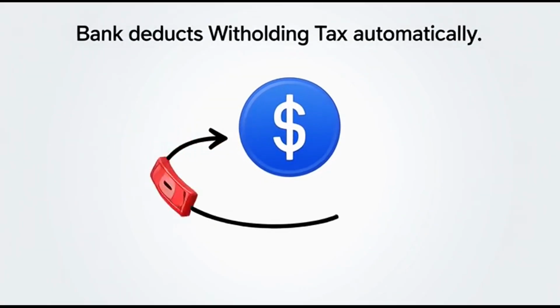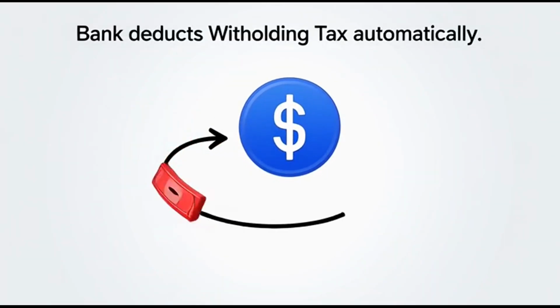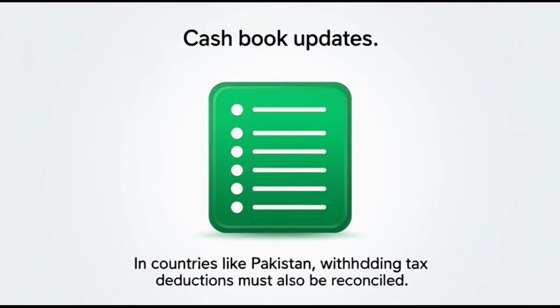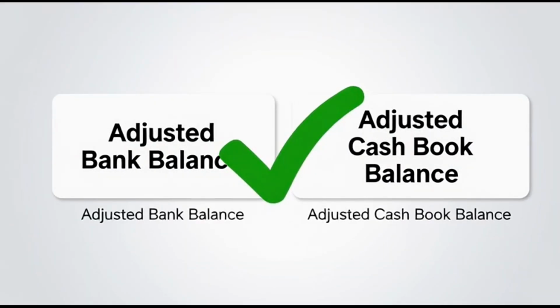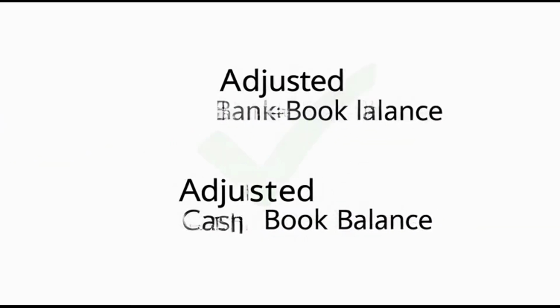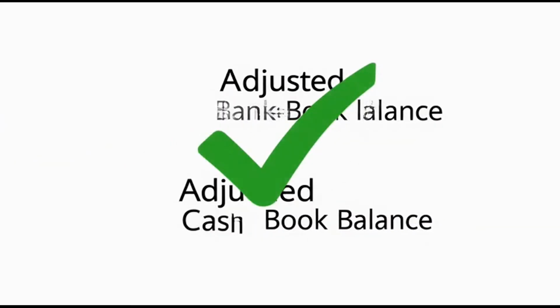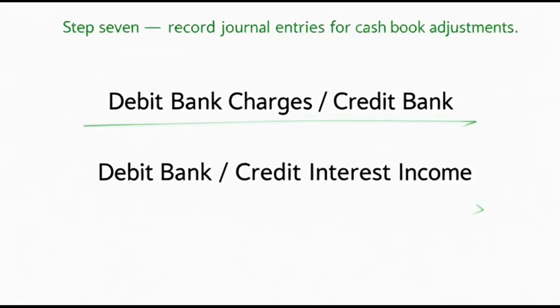In countries like Pakistan, withholding tax deductions must also be reconciled. When both adjusted balances match, reconciliation is complete. Step 7. Record journal entries for cash book adjustments.